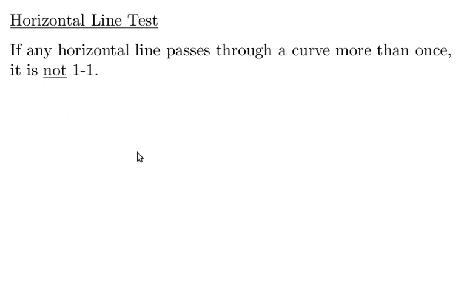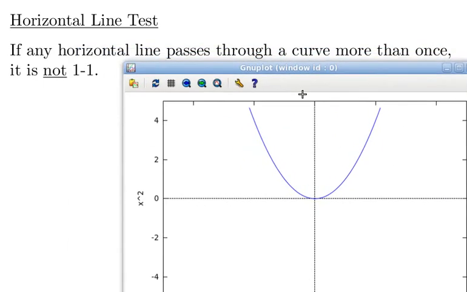So if we have a graph, if any horizontal line passes through a curve more than once, it is not one-to-one. So just like if a vertical line passes through more than once, it's not a function, if a horizontal line passes through more than once, it's not a one-to-one function. So like this, for example, this is x squared. This is not a one-to-one function because a horizontal line passes through this graph more than once.